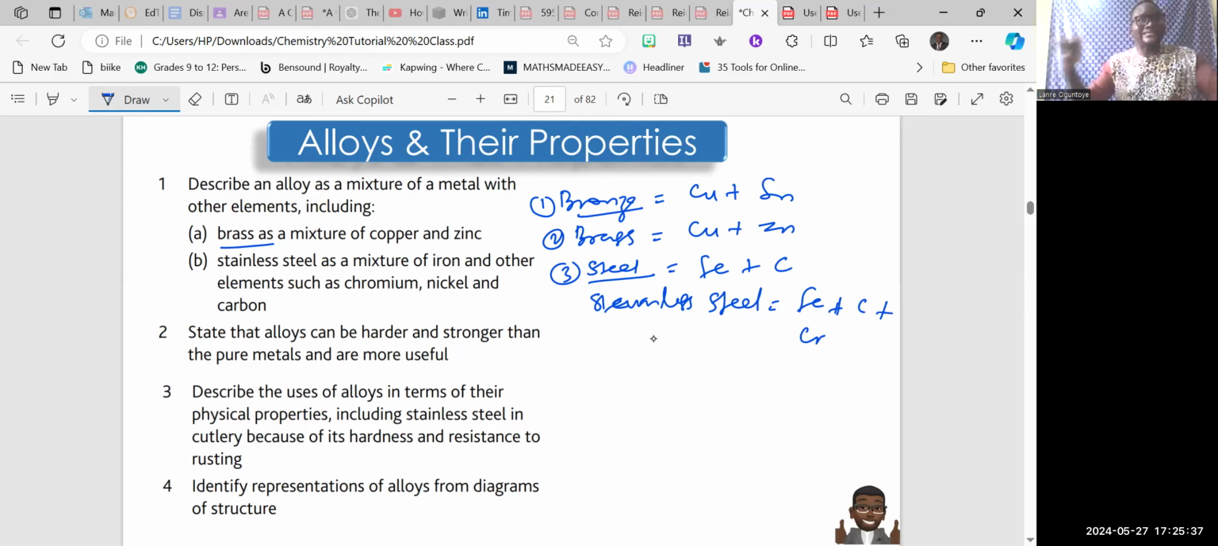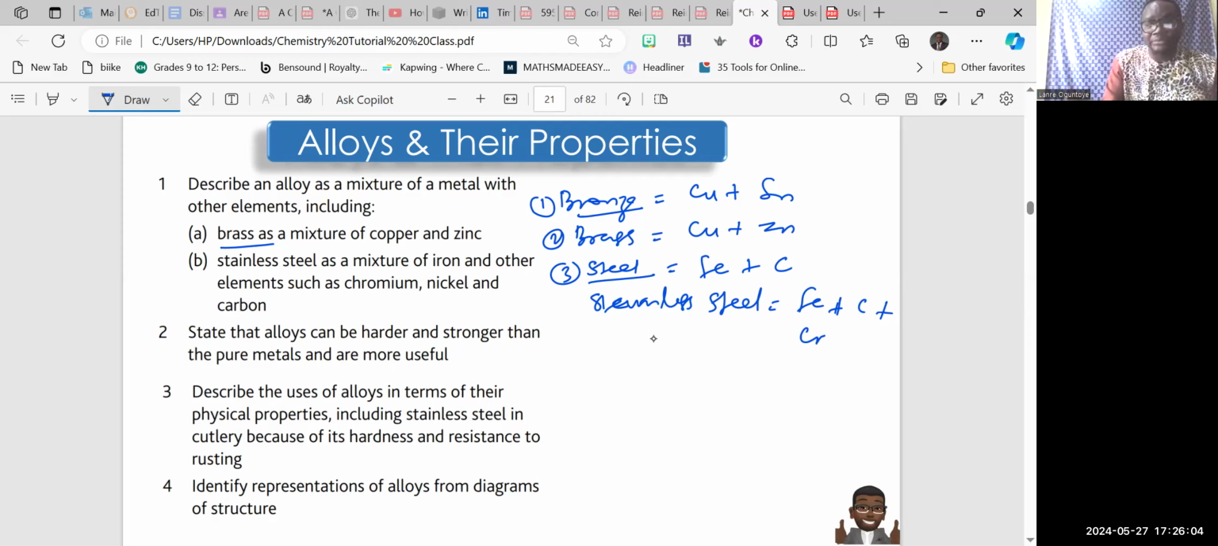When you mix them together, you then have a third substance that has the combined properties. It's almost like a hybrid. So alloys give you hybrid properties, right? That's what alloys do.